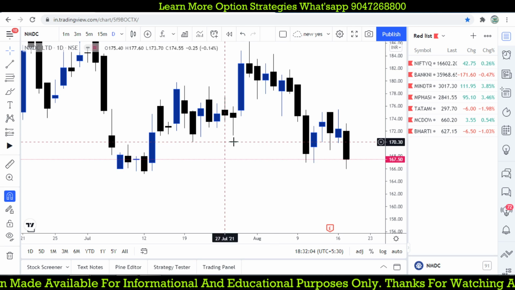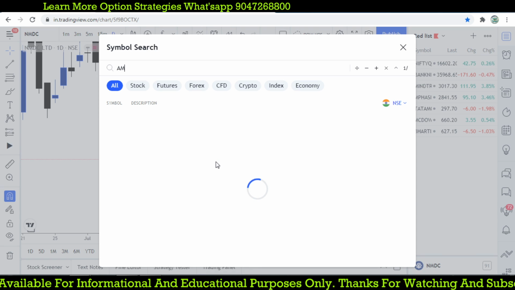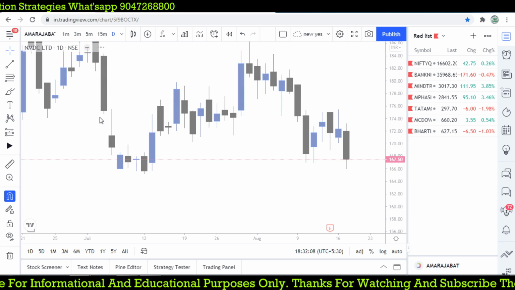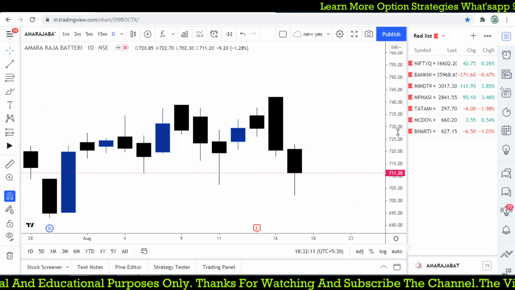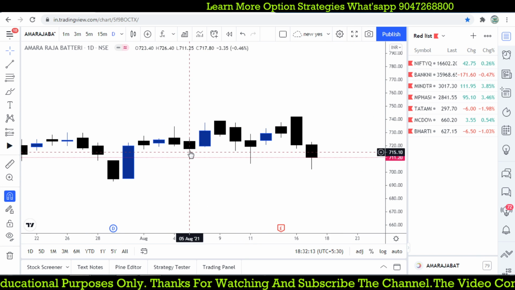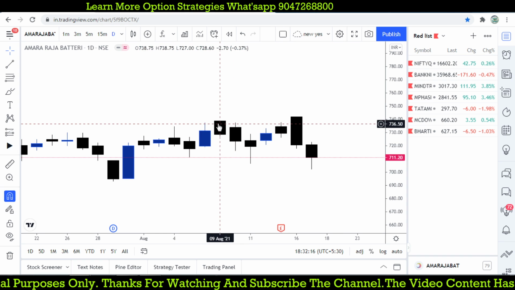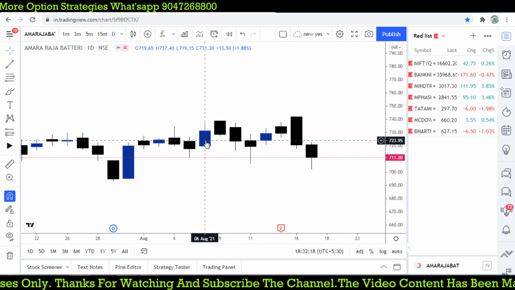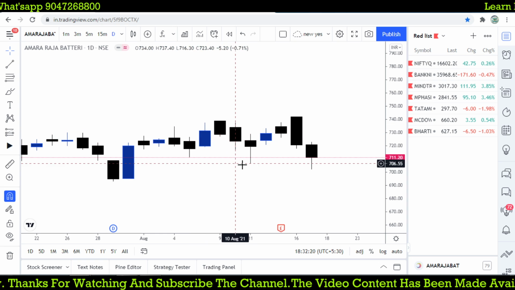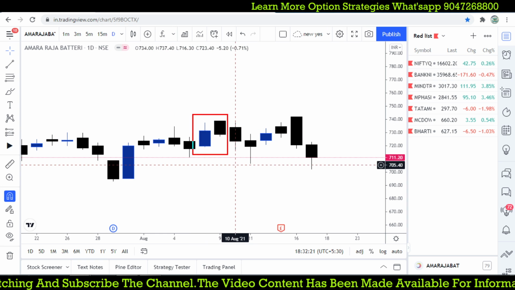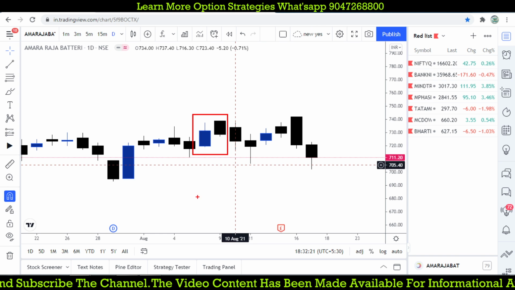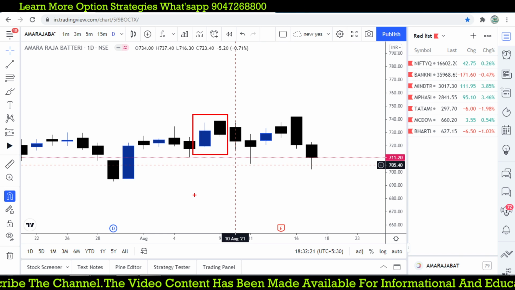Amara Raja Batteries is the first one, happening on the 9th. If you check Amara Raja Batteries, yes, it is perfect, and it forms the dark cloud cover candlestick pattern. This is exactly the dark cloud cover pattern that we got by using the charting scanner, where we can try to take a trade in options.